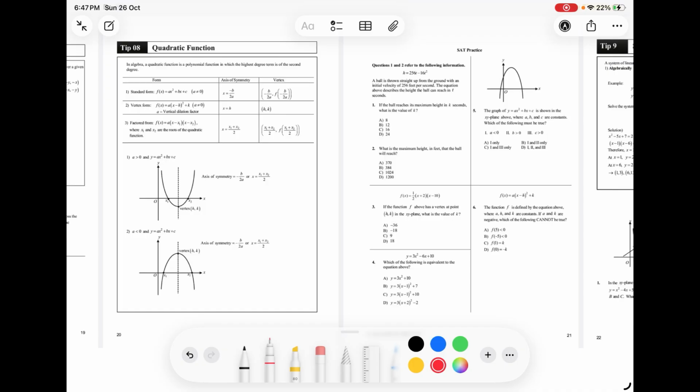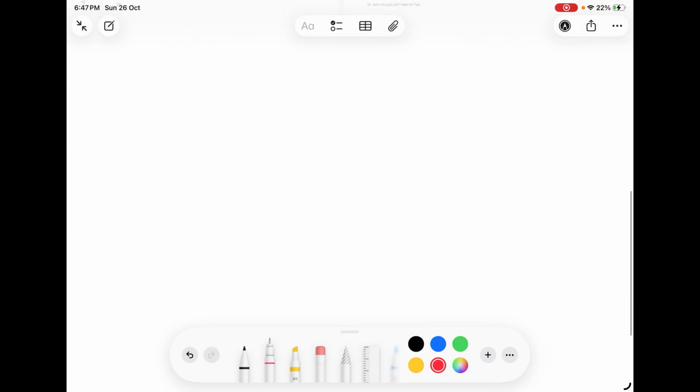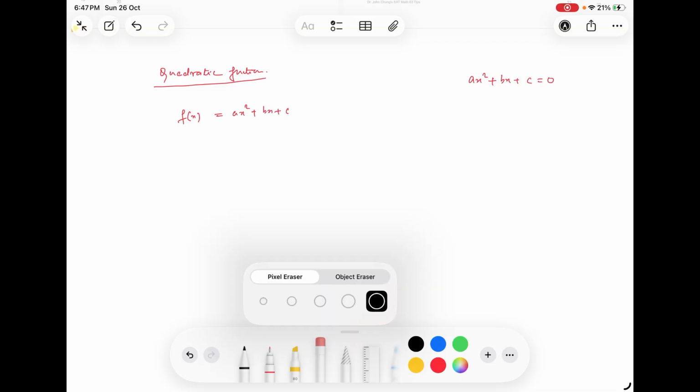So dear students, today we will be doing quadratic functions for SAT. Let us first of all understand what is a quadratic function. You might have done the quadratic equation as ax square plus bx plus c equal to 0, right? Now if it is written in this form, f(x) is equal to ax square plus bx plus c, it is a function, right? Yes, you can put it equal to 0 and solve for the roots. That's a different thing. But when we talk about the quadratic function, we have to write it in this form.